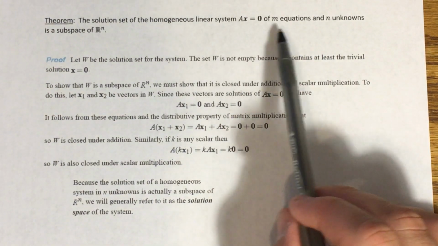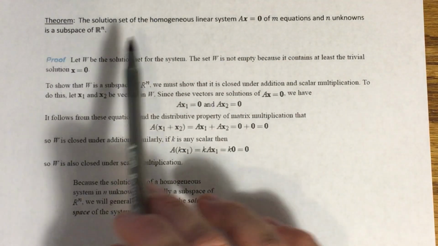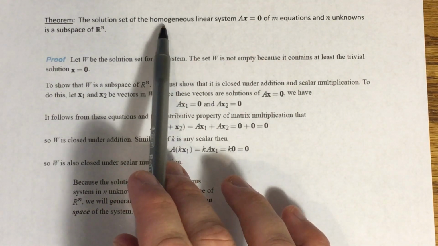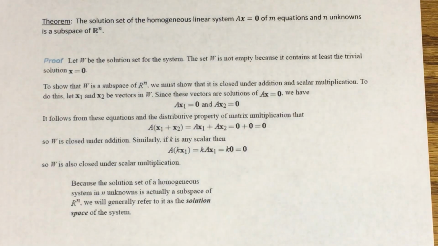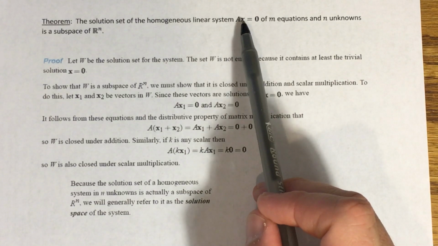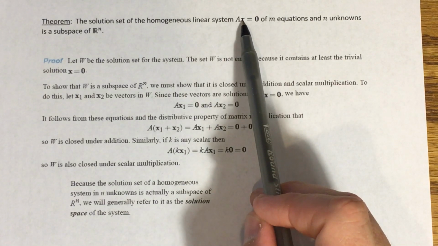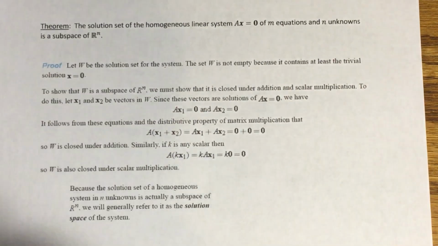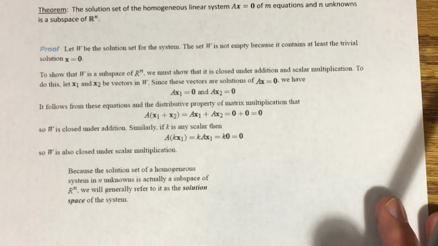If this linear system is defined this way, then the solution set of that homogeneous linear system will be a subspace of Rn. Remember, if this is an m by n matrix, then the column vector x has to have n rows. So this is an n by 1 vector, which we think of as a vector in Rn. All right, let's prove this.